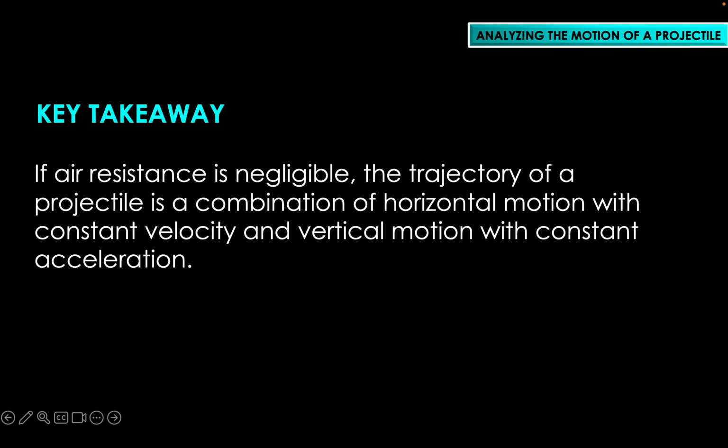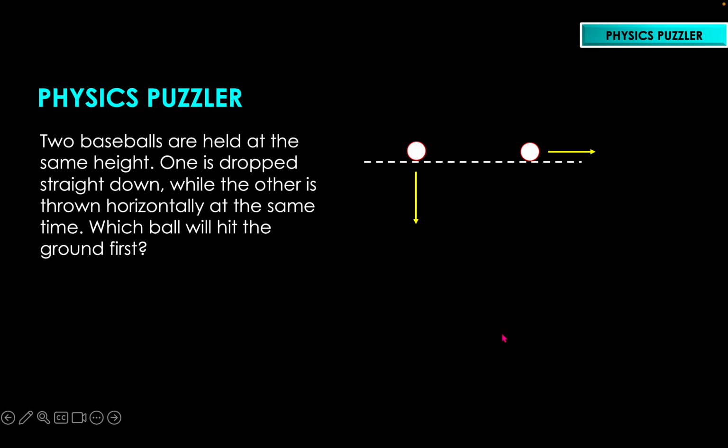So that's it. Key takeaway, make sure that you know that the trajectory of a projectile is a combination of the horizontal motion with constant velocity or zero acceleration, whereas the vertical motion has constant acceleration, meaning to say the velocity is changing at a constant rate, and that's negative 9.8 meters per second squared.